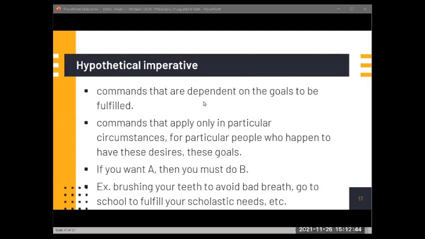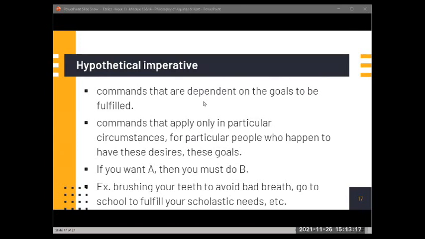Okay. Now, hypothetical imperatives are commands that are dependent on the goals to be fulfilled. Commands that apply, take note of this, apply only in particular circumstances for particular people who happen to have these desires or these goals. If you want A, then you must do B. Example, brushing your teeth to avoid bad breath. Go to school to fulfill your scholastic needs, and etc.